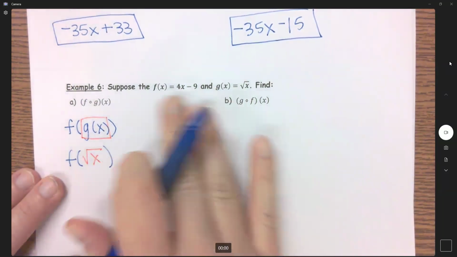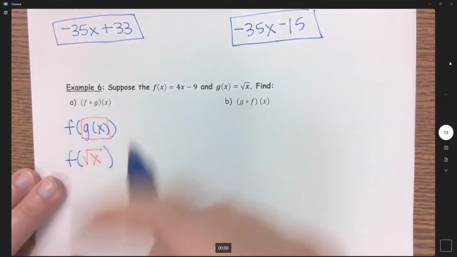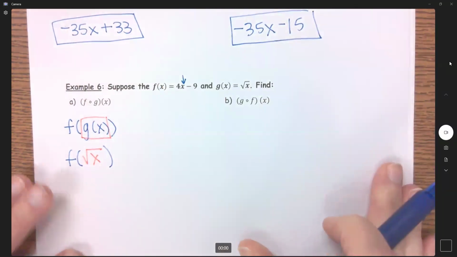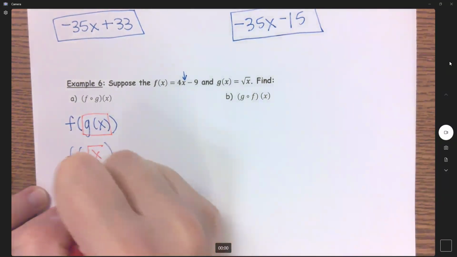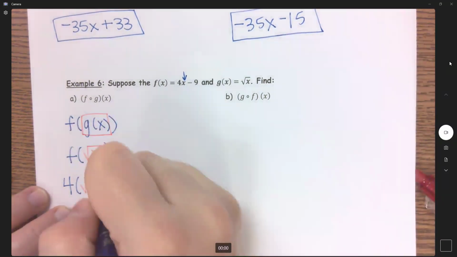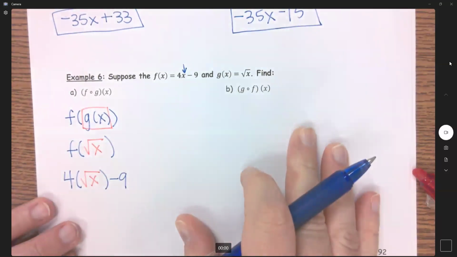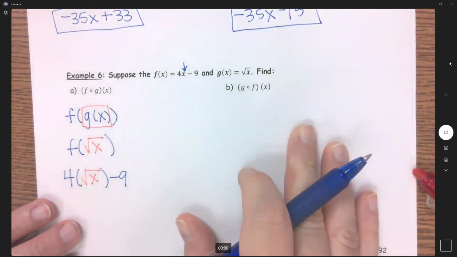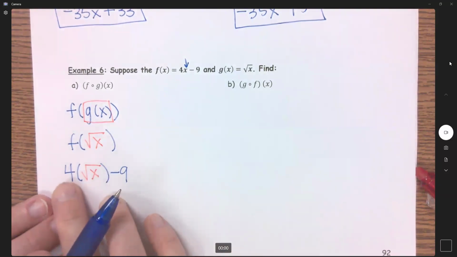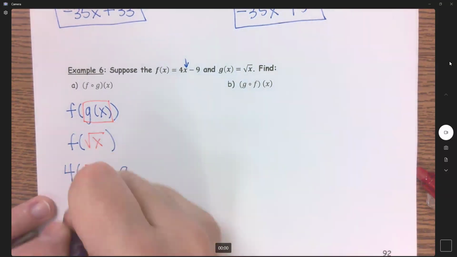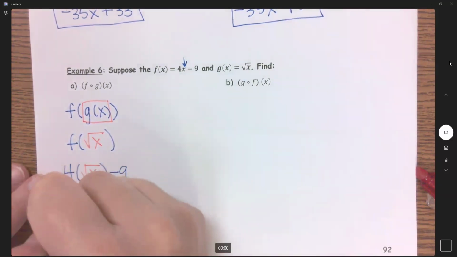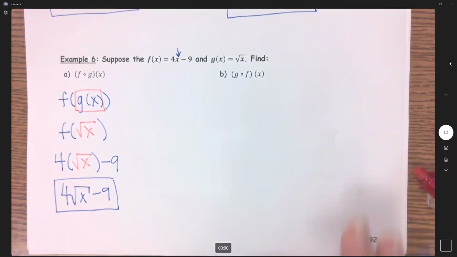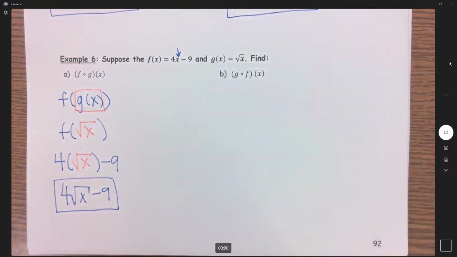Now I'm going to go into my f of x function, and whatever's in parentheses, I am replacing with this x here. So we have 4 times the square root of x minus 9. Now, I can't do anything with that. All I can do is multiply 4 times the square root of x, which is 4 square root of x. Okay, if you're feeling comfortable, try part B. If not, here we go.